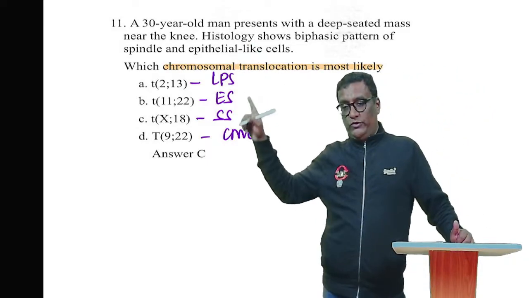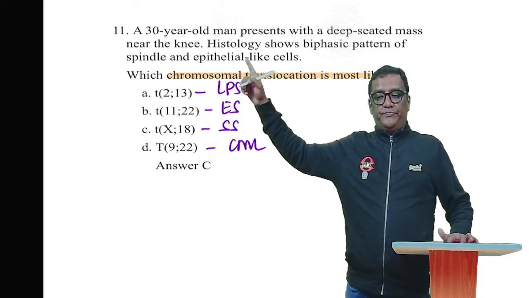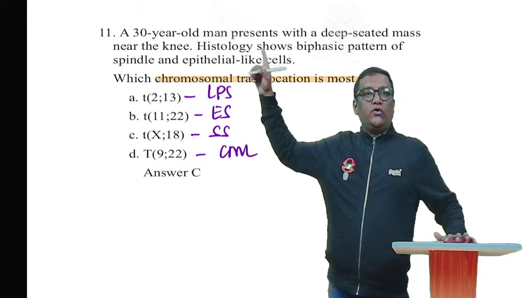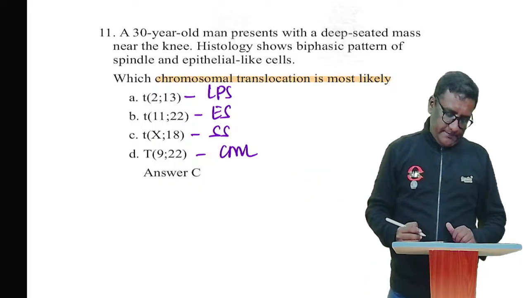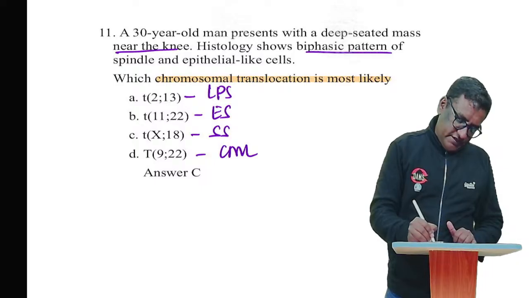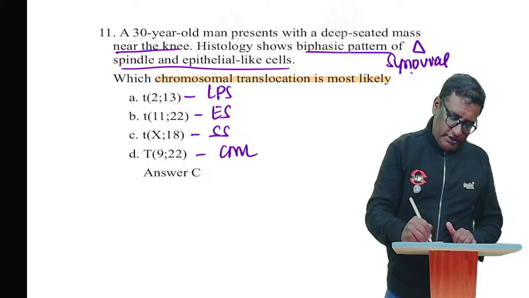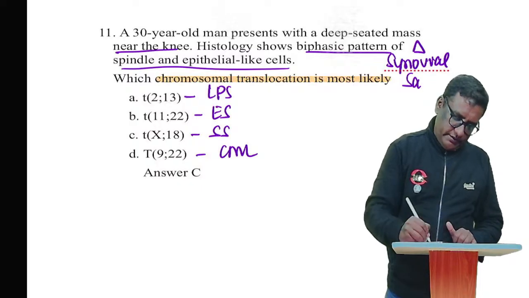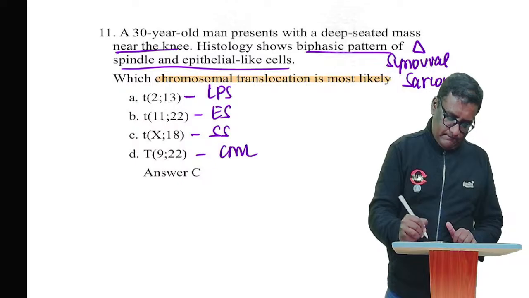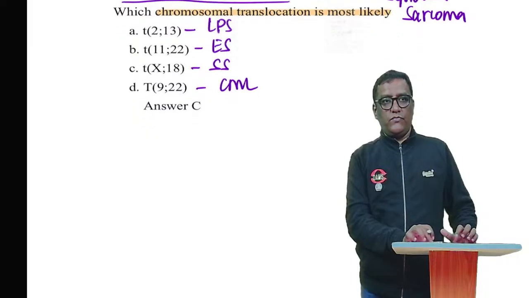I have to now diagnose which one is it. Okay, let me look at the question now. What is the question saying? Yes. 30-year-old man presents with deep-seated mass near the knee. Histology shows biphasic pattern of spindle and epithelial-like cell. This is very diagnostic of synovial. Synovial can be showing biphasic, isn't it? Yes, biphasic synovial. So this is your synovial sarcoma. Next.